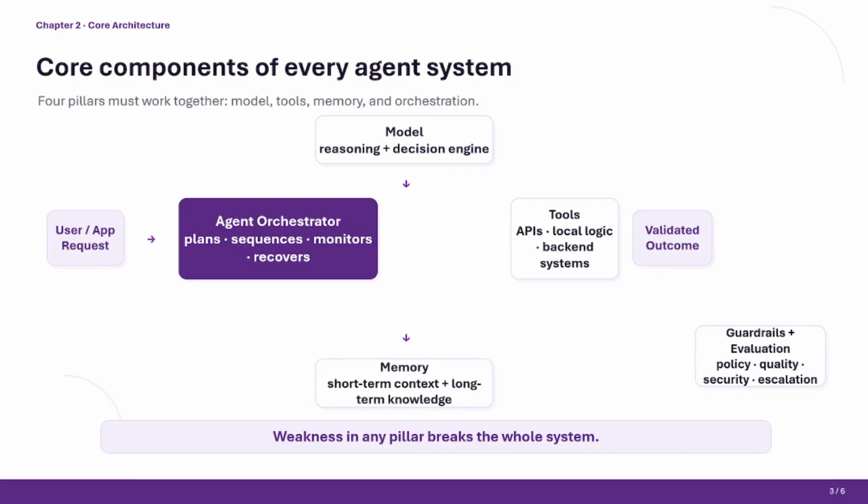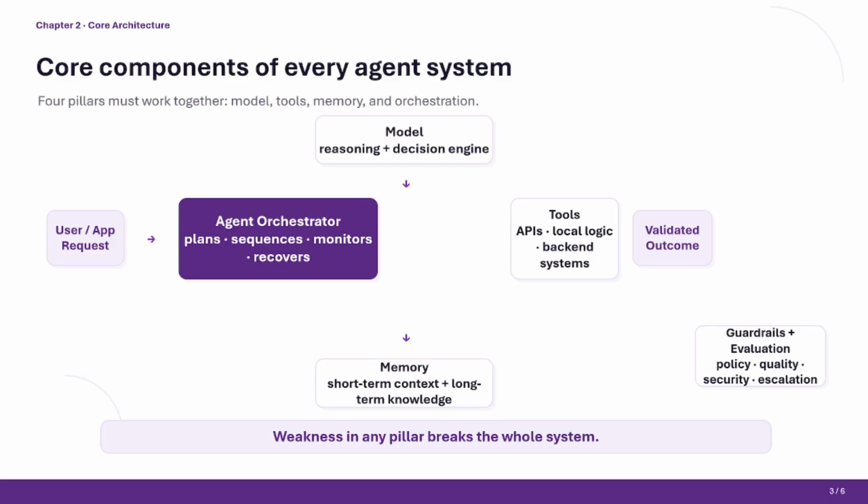Core components of every agent system. Four pillars must work together. These four pillars are: you must have a model. You must have tools to solve the problem. You must have a memory, whether short-term or long-term, working memory or RAG or any other memory. You must also have orchestration. If you are building more than one agent, there must be orchestration.